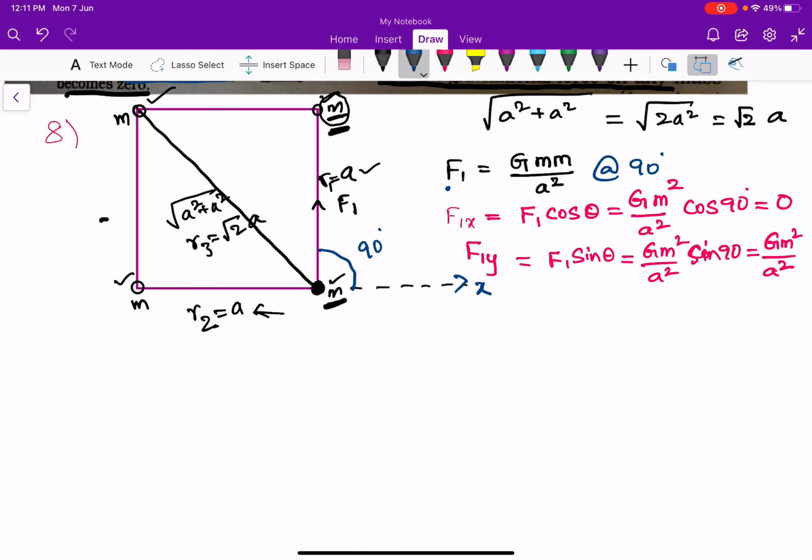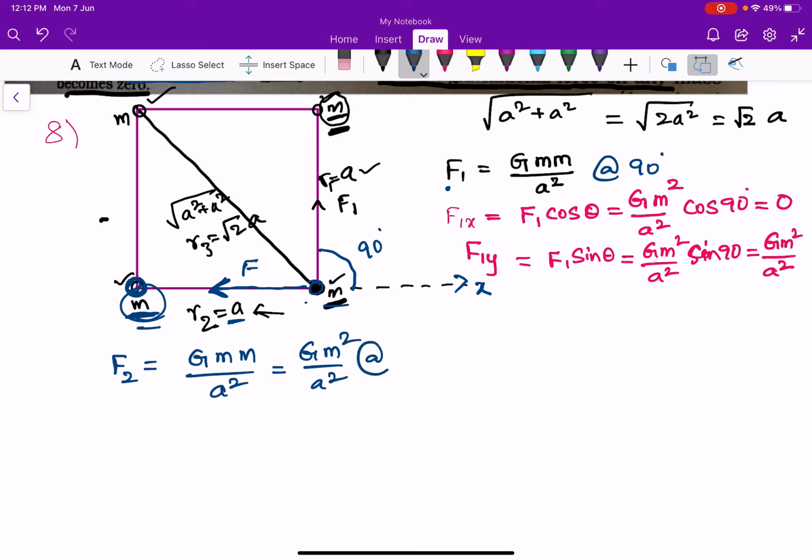Now I am going to find the F2 force. F2 is nothing but the force exerted by this mass on this one. They are at a distance of a. So the force exerted by this mass on this one is nothing but an attractive force. So it is along the line which connects the two masses. So F2 equal to G, m1 is m, m2 is m, by a square. So G m square by a square. This force is F2. It is pointing at an angle of 180 degrees from the positive x-axis in the counterclockwise direction. So this angle is 180.